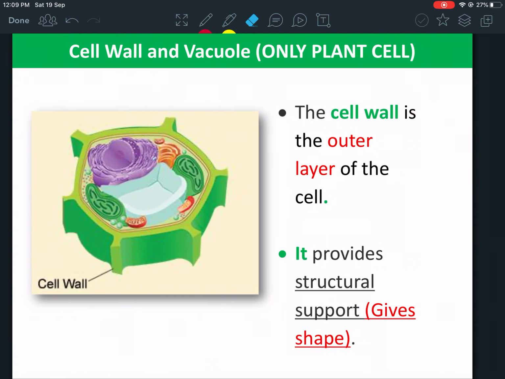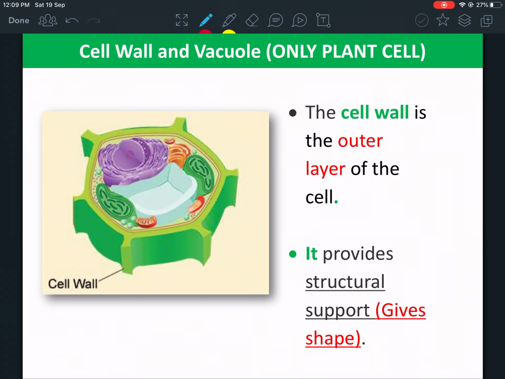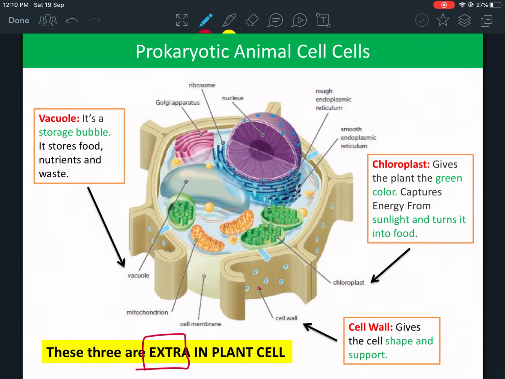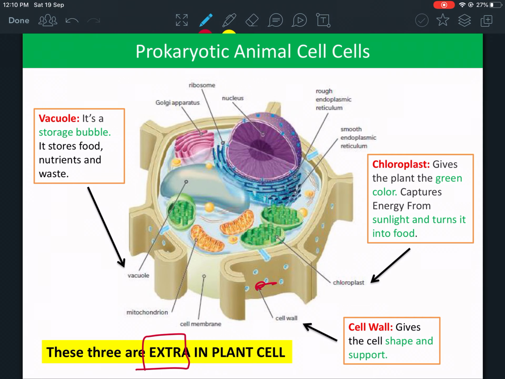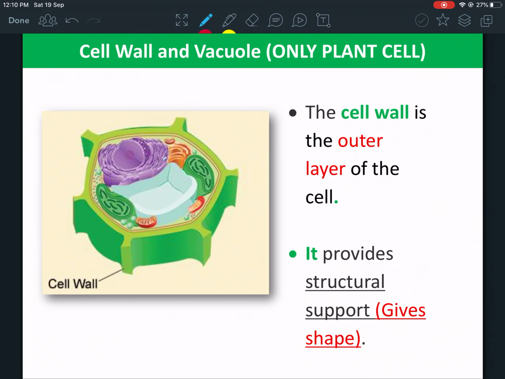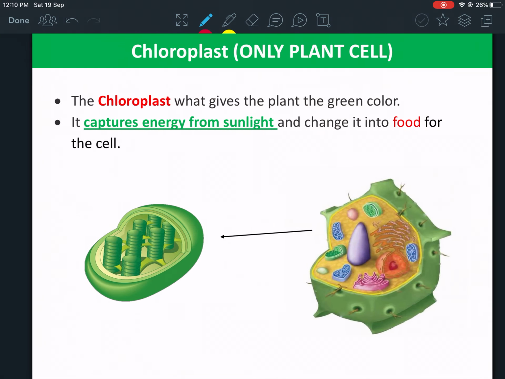Now I want to show you something. See, this is the cell wall. You have to know the difference between cell wall and cell membrane. You see, the cell wall is on the outside. Okay, cell membrane is on the inside. Okay, you have to remember that.